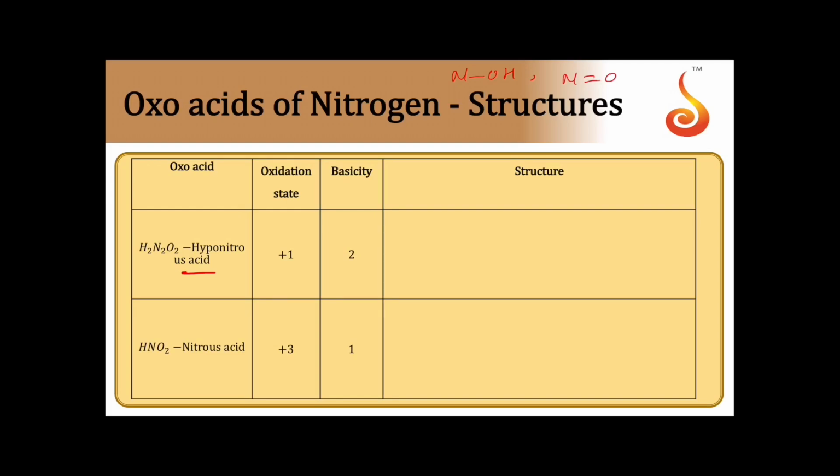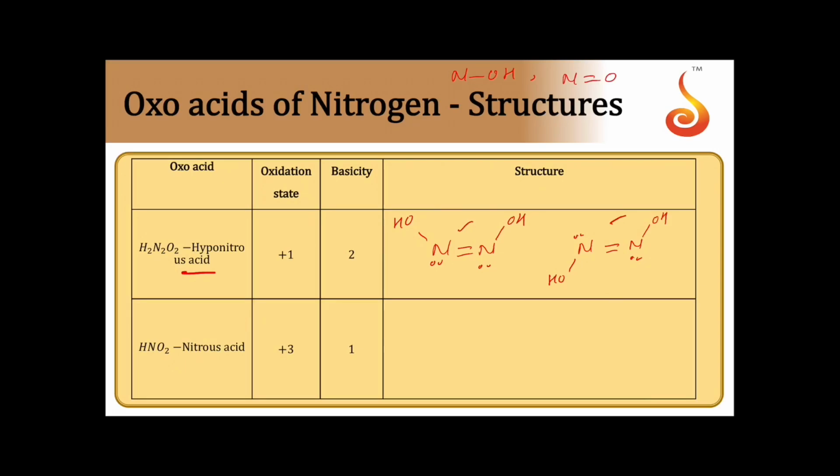Hyponitrous acid has a different structure. We have N2 with a double bond, and two OH groups, so H2N2O2. We have a lone pair of electrons here. It also has one more type of structure, so both anti and syn forms exist for hyponitrous acid. Because of the double bond, rotation is not possible, so two different forms exist for H2N2O2.